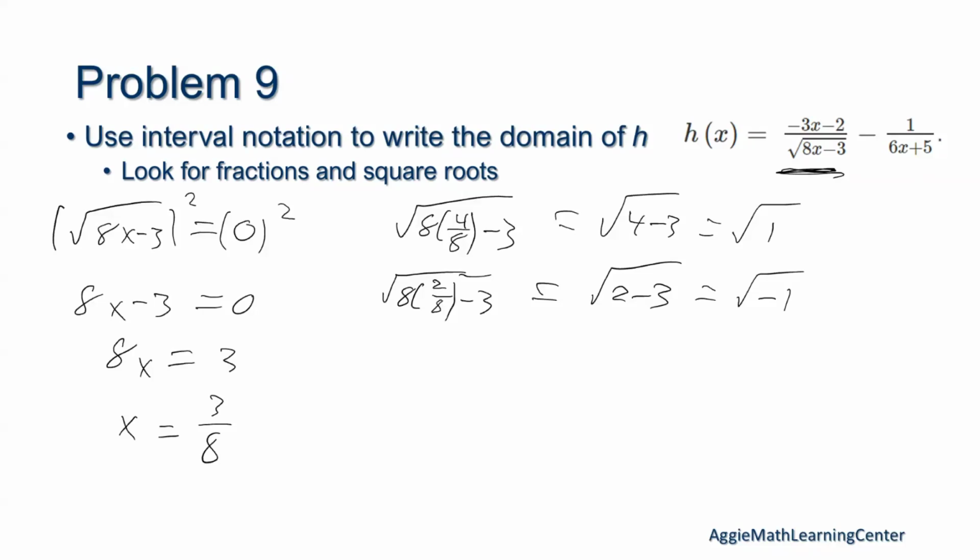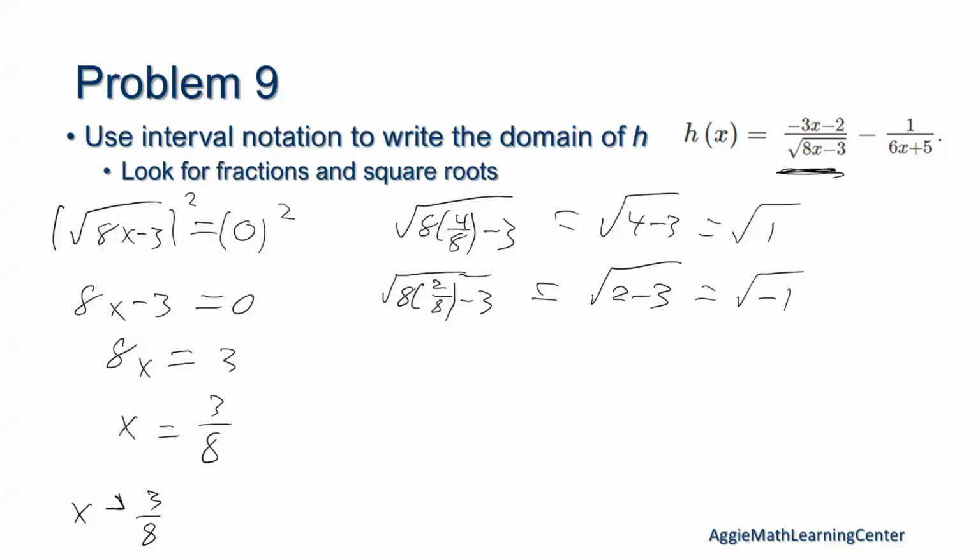If the square root was in the numerator, it could equal 0 because you can have a 0 in the numerator, but because it's in the denominator, it cannot equal 0. So therefore, from this part, you know that x is going to be greater than 3/8. And I'll put that into interval notation in a minute.